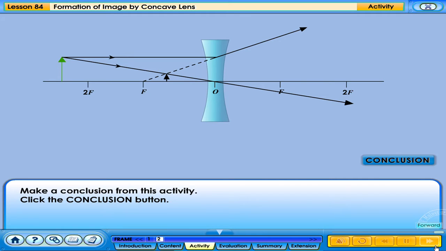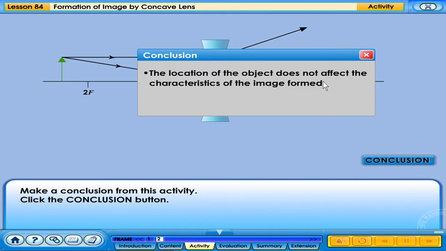The location of the object does not affect the characteristics of the image formed.